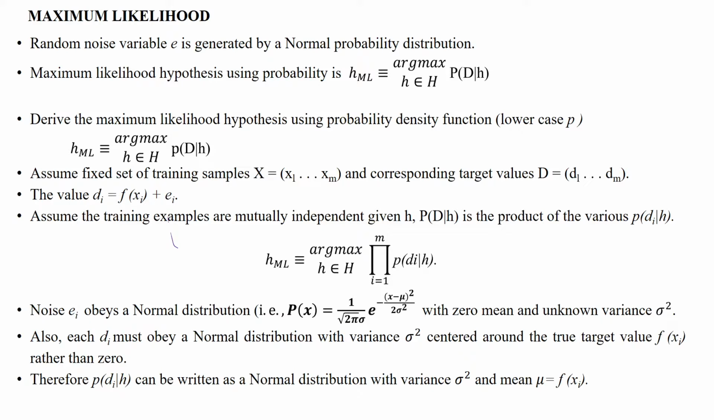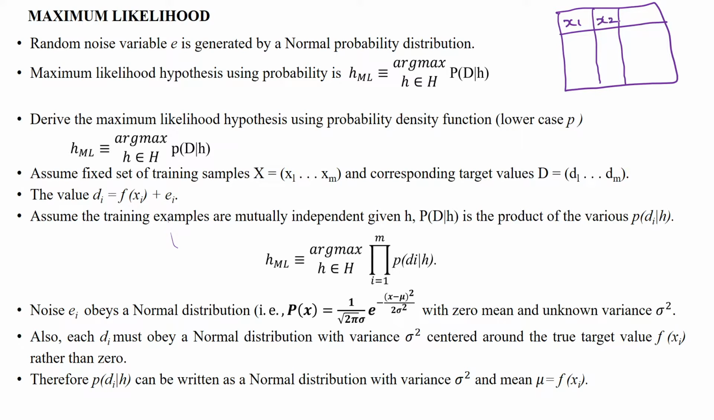Hi, this video explains how maximum likelihood is estimated by using the Bayes theorem. In the previous video we discussed that random noise is available in our given data set. Random noise is added into our data set.